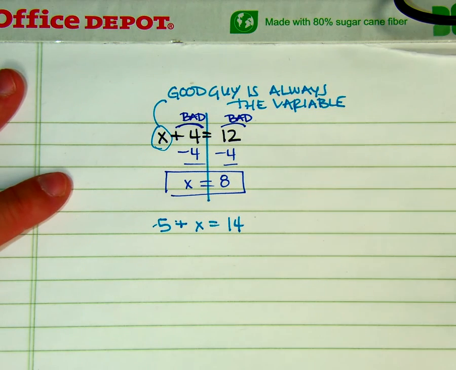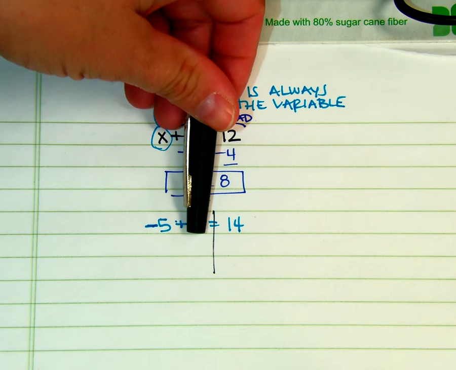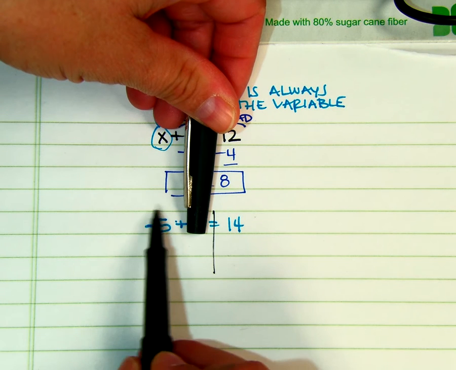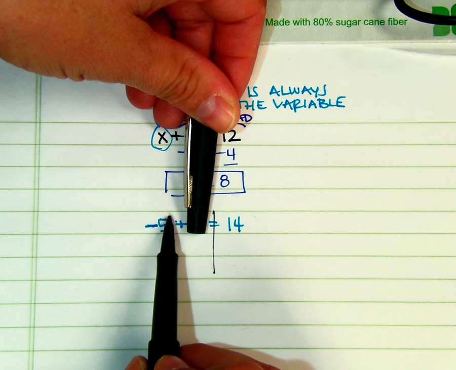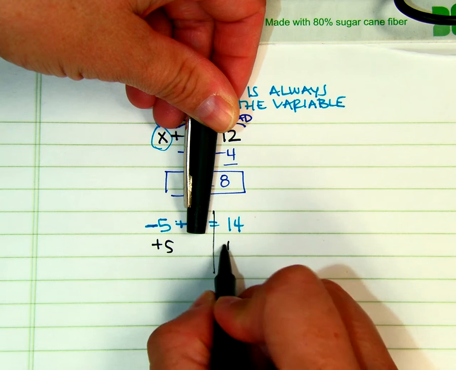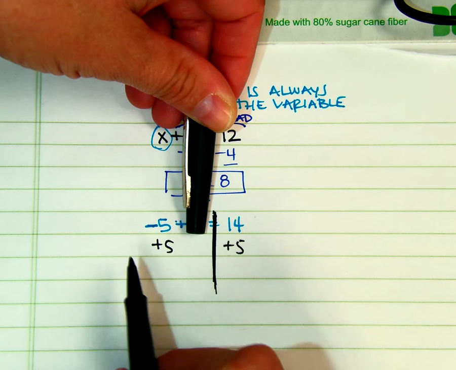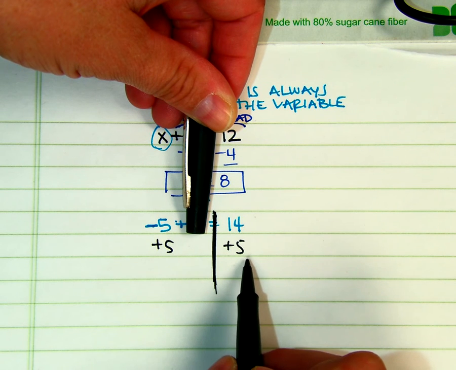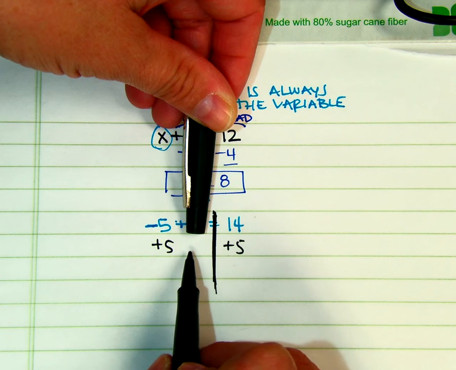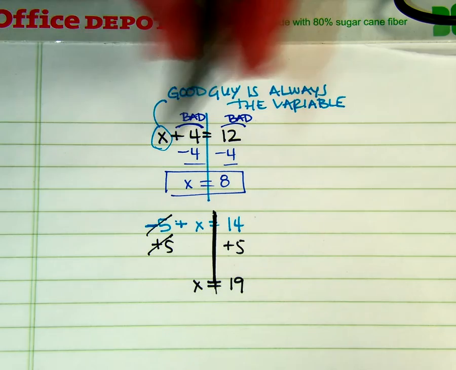Okay, so another example. I'm going to make this a negative. There's my fence. Good guys who I always want to protect. Good guys always the variable. So I need to get rid of the other number, which is the bad guy of a -5 or subtracting 5. I'm going to add 5 to both sides. Make sure that if you have your fence drawn, that you have a 5 over here and a 5 over here. You cannot have both of the adding 5s on the same side. Those add out. X equals 19.